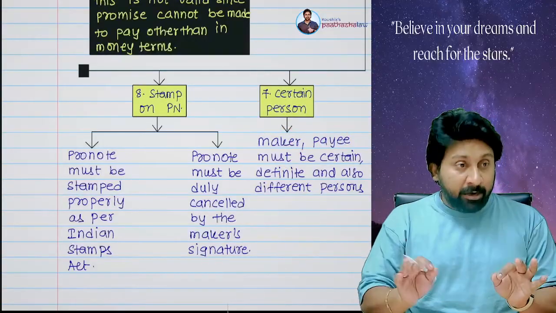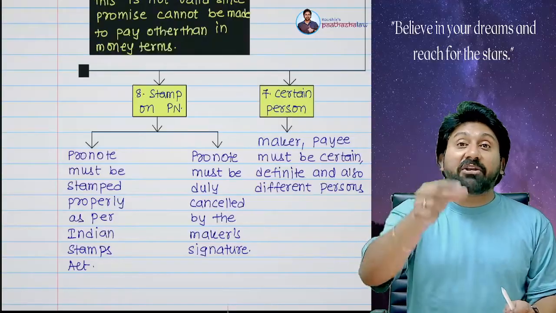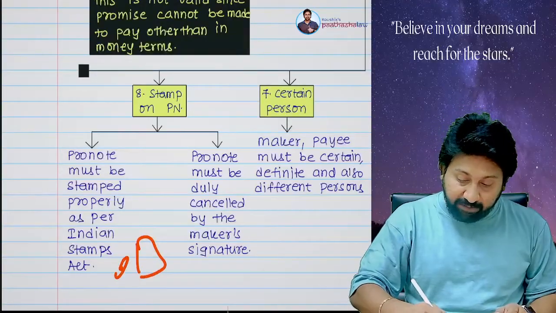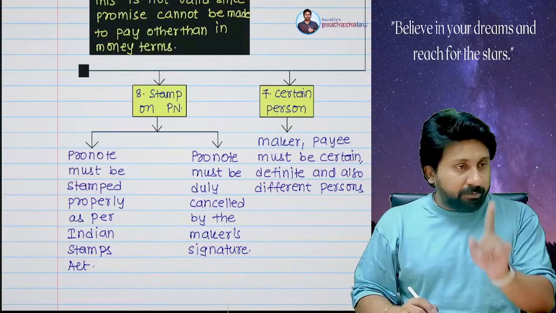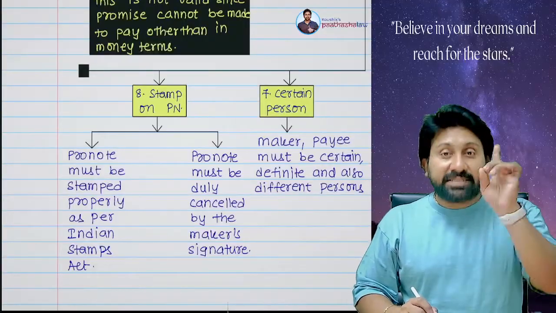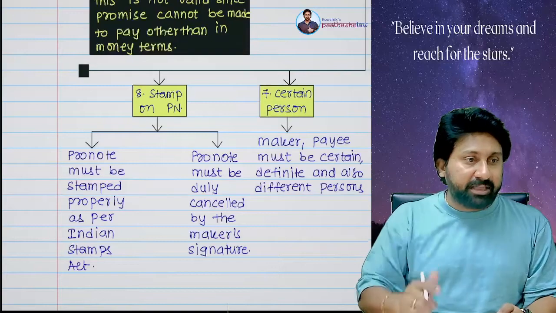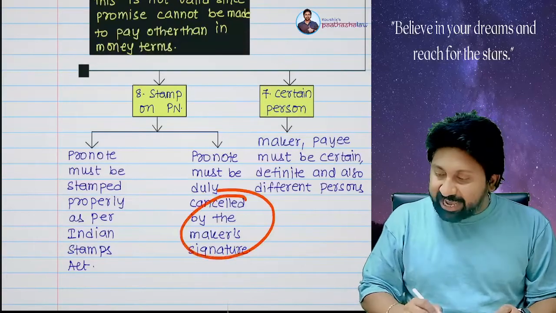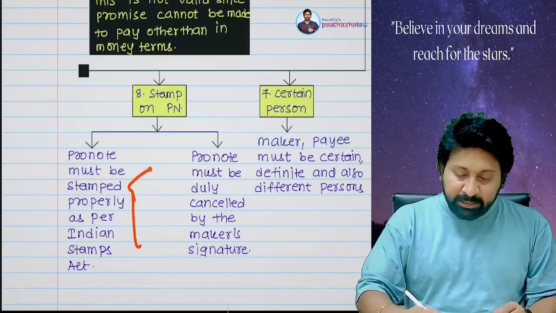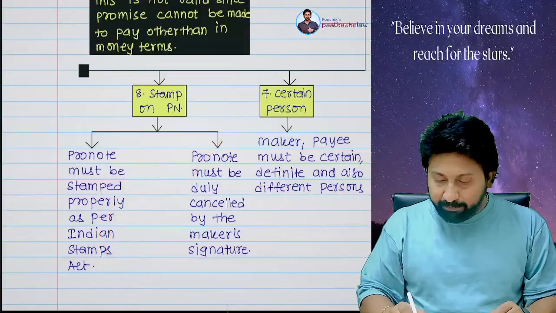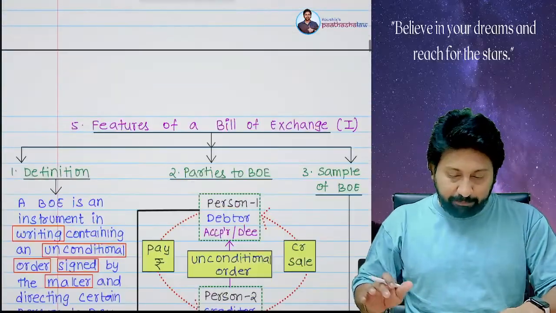Okay. And promissory note should contain a revenue stamp. On the revenue stamp, you should give your signature. So promissory note must be on stamp only. Revenue stamp, not stamp paper. Revenue stamp must be there. Okay. It should be duly cancelled by maker signature. Cancel means on that stamp you should sign. Maker should sign. Okay. This is the promissory note concept.